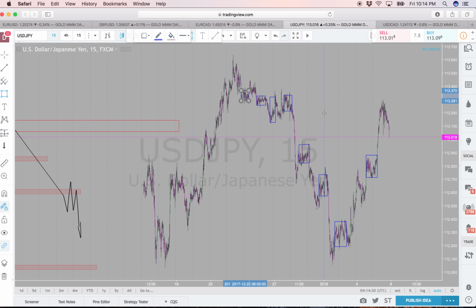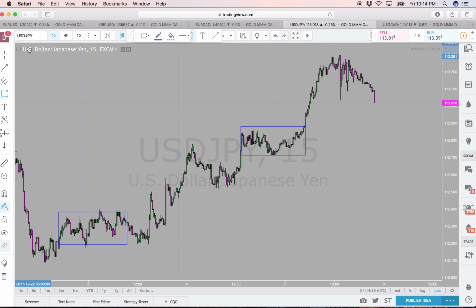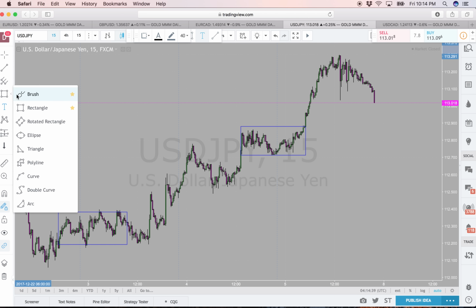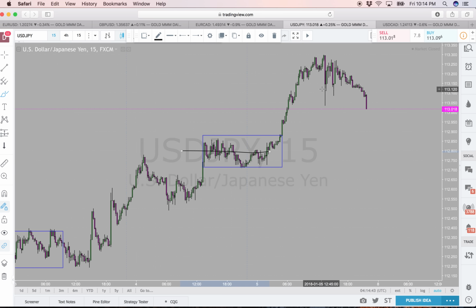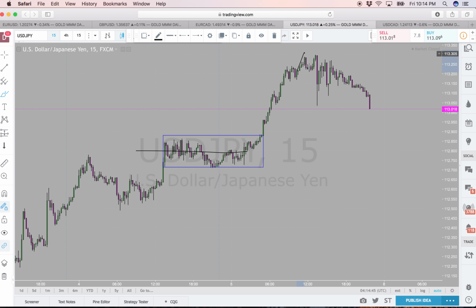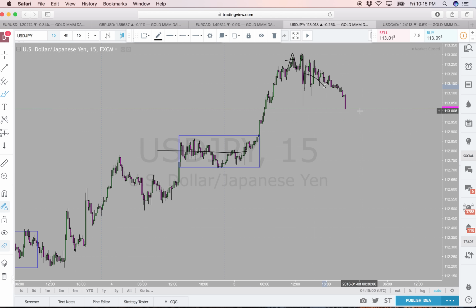Now, we did have a structure, an M formation on this pair too. We had the Asian consolidation and then the high of the day here. This candle broke above the high of the day, and then the next candle was the shift out of that zone and drop.